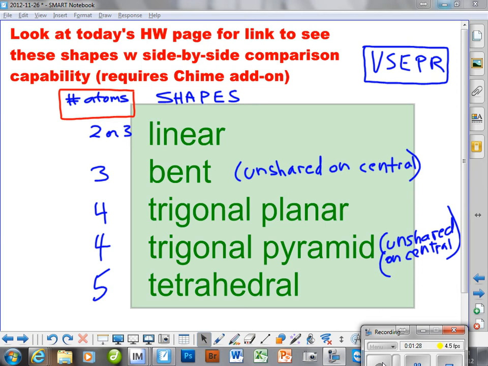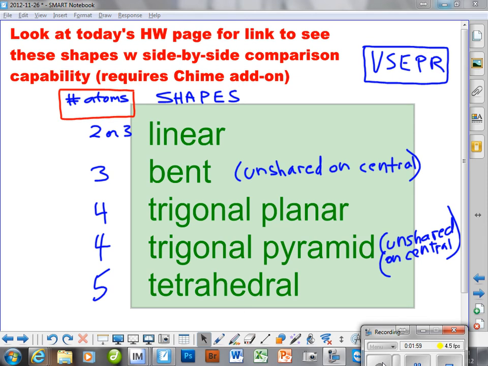Now we can do another comparison, and for that one I'm going to compare a trigonal planar that looks like that to a trigonal pyramid. And the trigonal pyramid is down here. Here we go, trigonal pyramid. And now you can see the trigonal pyramid and the trigonal plane look pretty close to each other, especially if you move it like this.